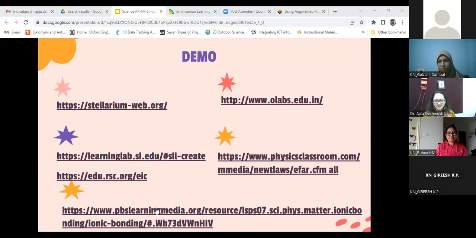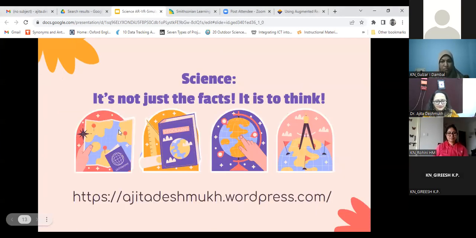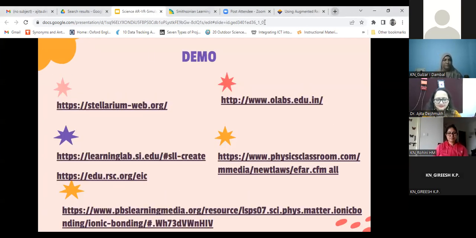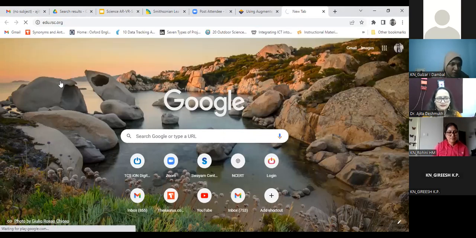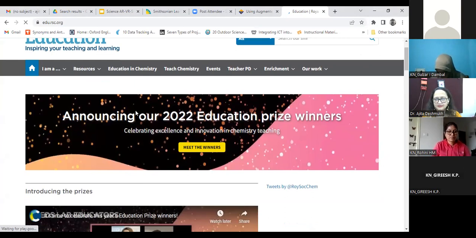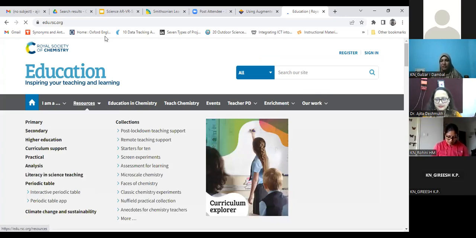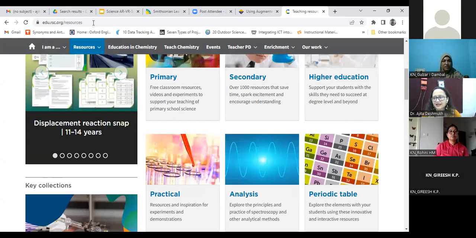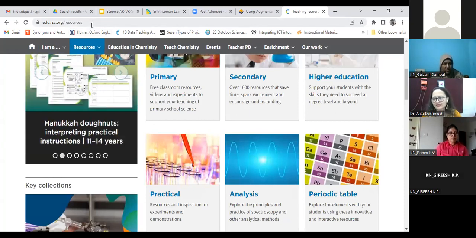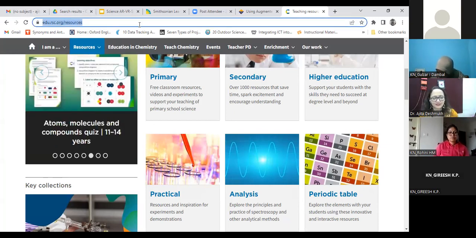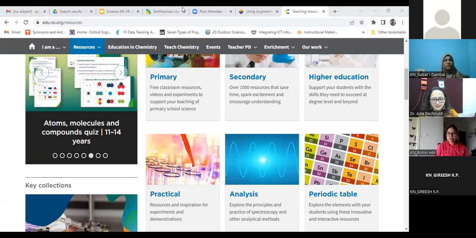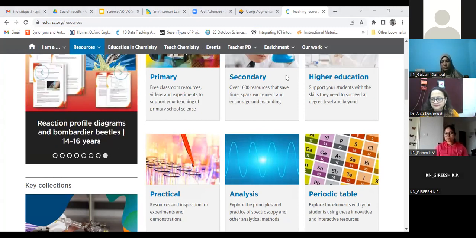So we have this and let me just take you to... I don't know why it's not coming, but I'll just type it. This is the Royal Society of Chemistry. If you go here, again, you have huge resources. I'm sure you must be knowing, but the Royal Society of Chemistry is the topmost in the world for chemistry, right? So I just put it up in the chat and please go and explore.